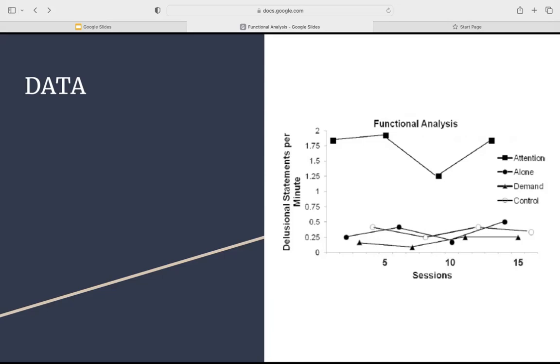And here is just an example of what the data might look like in a functional analysis. So for this particular one, the target behavior on the y-axis is the delusional statements per minute. And over the sessions, you can see on the bottom that the delusional statements per minute were much higher in the attention condition, which leads the BCBA to conclude that the function of the delusional statements is to gain socially mediated access through attention, as it is a lot higher than any other condition, including the control.